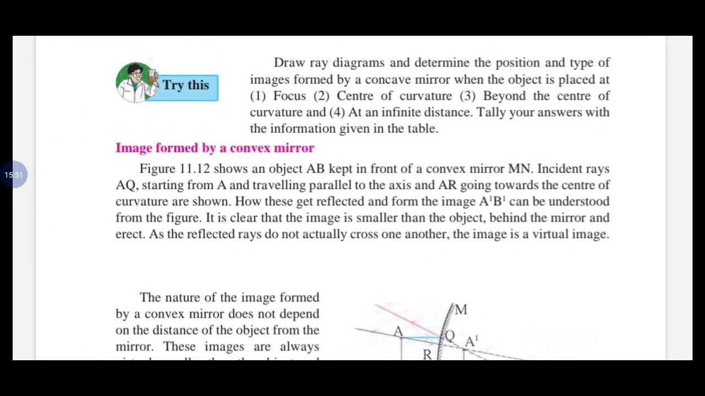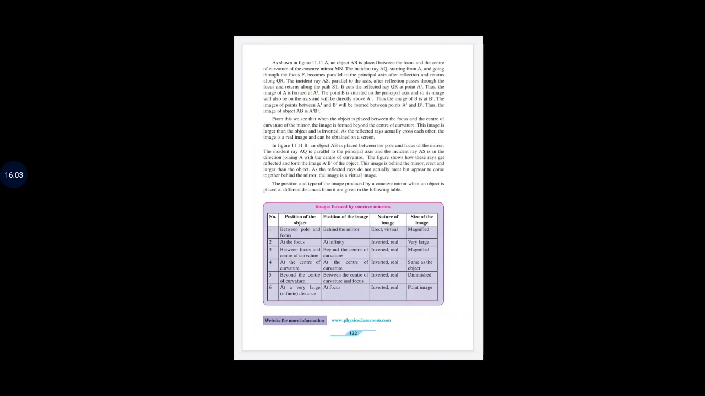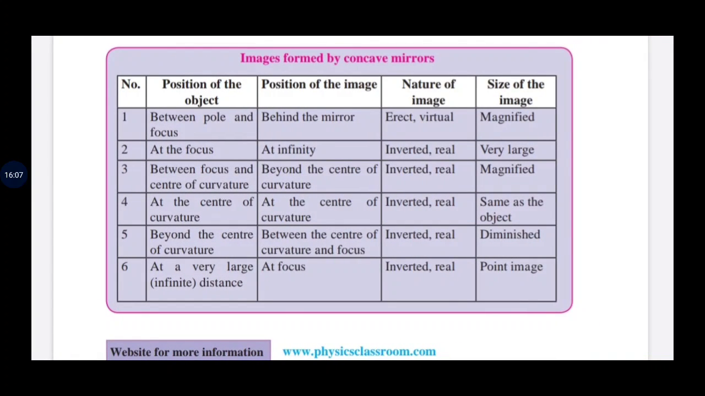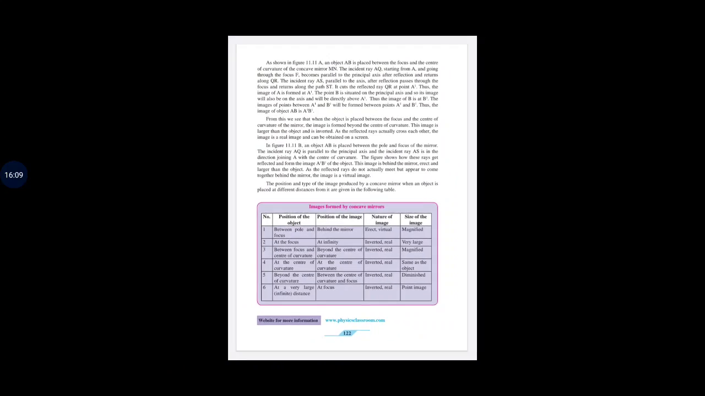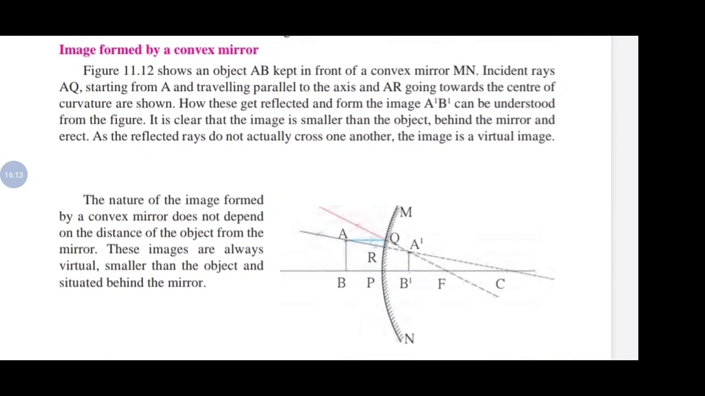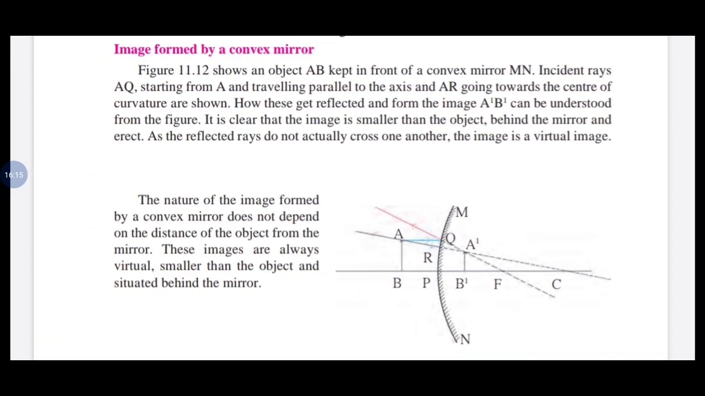And one more point. Now try this. These 5 lines are omitted from our syllabus. Clear? But in this table, these positions are given. So as per these 6 positions, we are drawing the ray diagrams. I will show after some time. And the last point is, see the theory that is given.